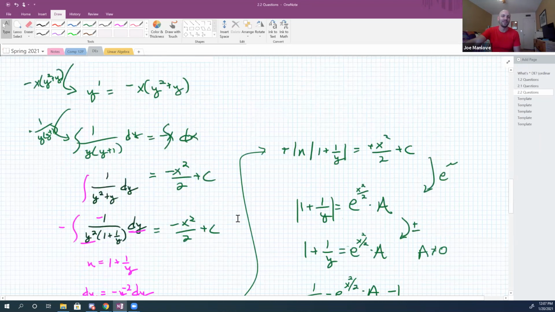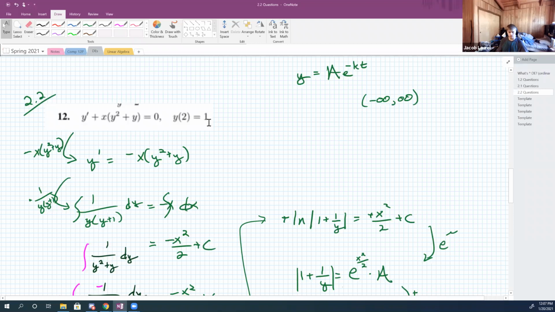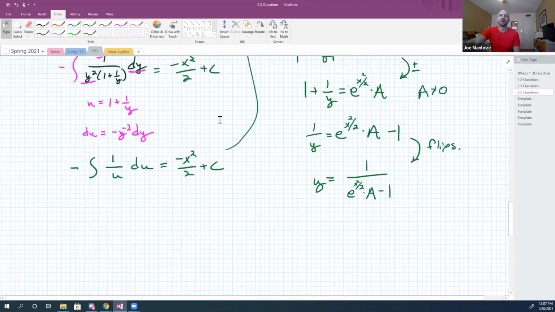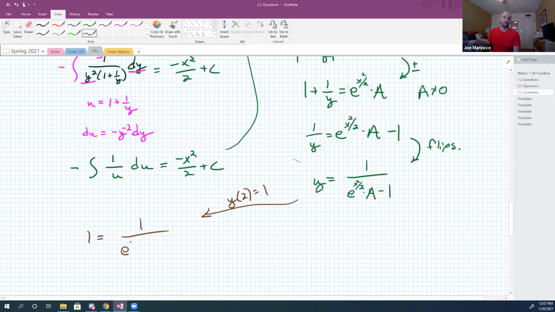They say solve the IVP. Notice that I have y of 2 equals 1, right? So I'm supposed to use that information here. I'm going to take this thing, and I need y of 2 to equal 1. So 1 is supposed to be 1 over, let's see, that's e, what's 2 squared over 2? 2. Good. Times a minus 1.